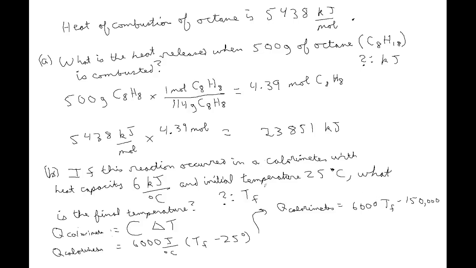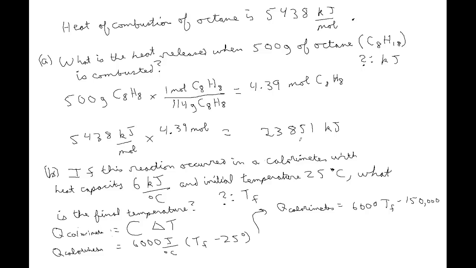Okay, let's review those steps. What was the first equation you wrote down? Q of the calorimeter is equal to C delta T. Good. And then what was the next equation you wrote down? Q of the calorimeter is equal to 6,000 times TF minus 25. Excellent. Then what did you write down? Q of the calorimeter is equal to 6,000 TF minus 150,000. Sounds good so far. Now what's the next equation?